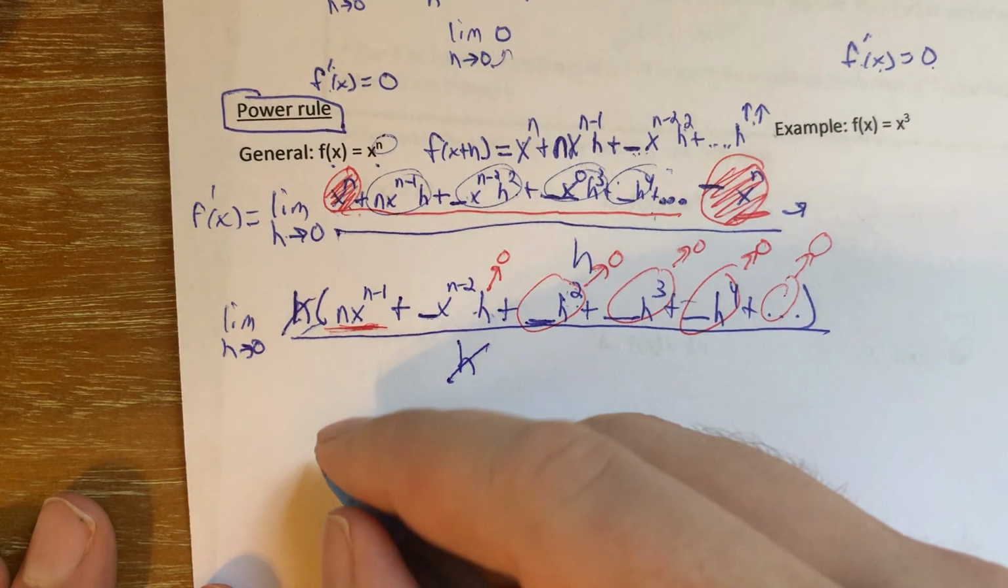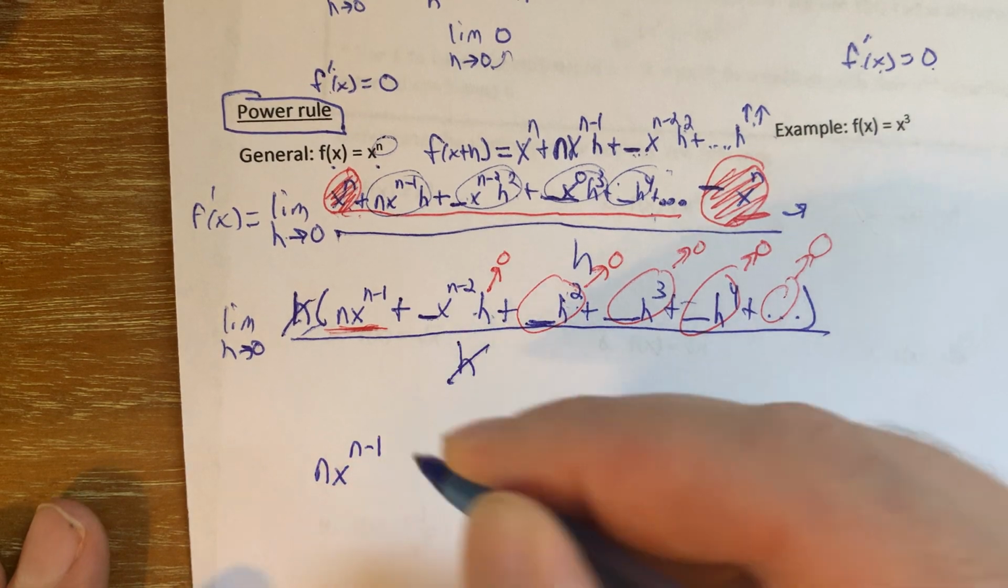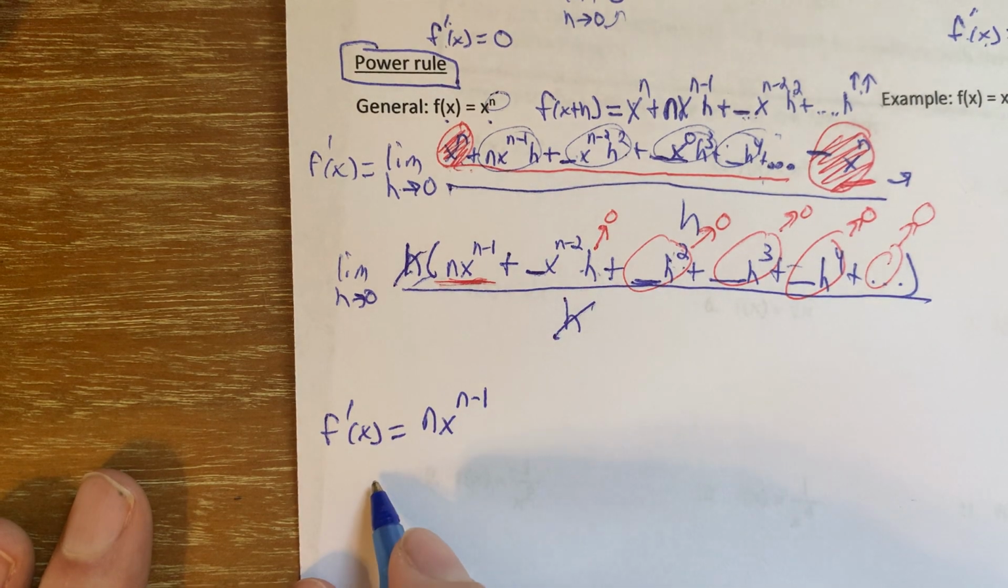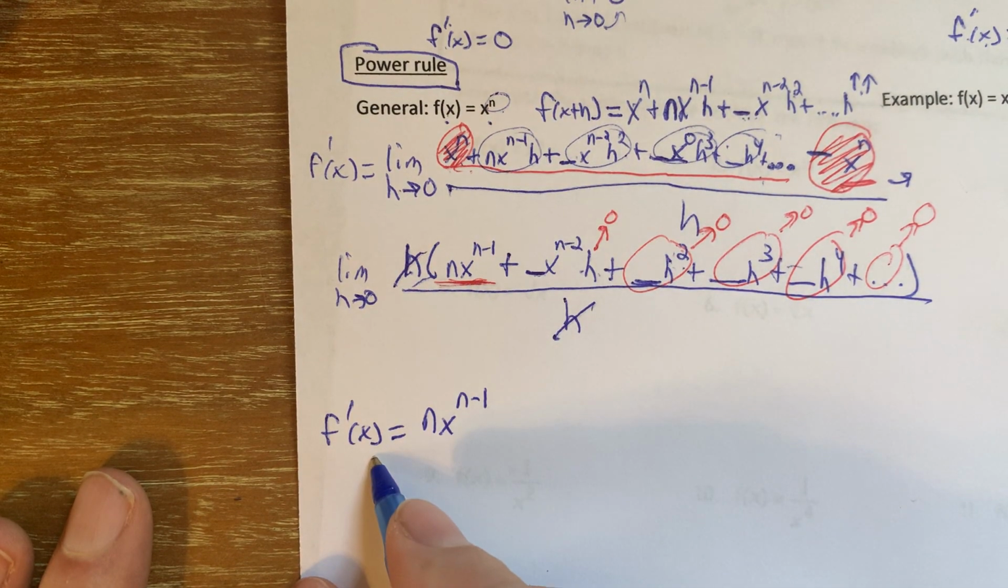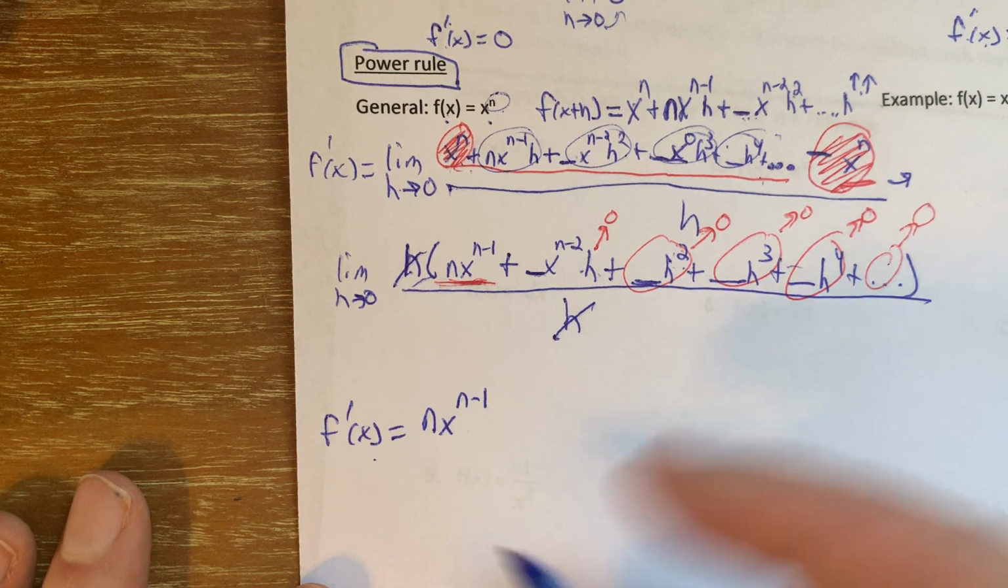And so when h goes to 0, all that is left is n x to the n minus 1. And so that is the derivative. If f of x is x to the n, the derivative is n times x to the n minus 1. This is the power rule.